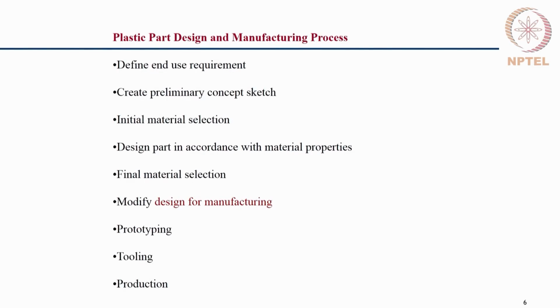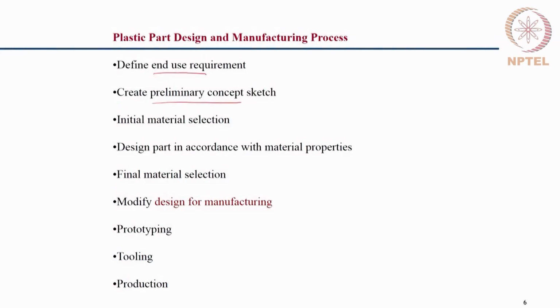So, a plastic part design and manufacturing process starts with defining the end use requirement, because that decides the type of material that needs to be used and the process for manufacturing the same. Based on the functional requirement, a preliminary design concept is generated, and material is selected, and the part design is made according to that.